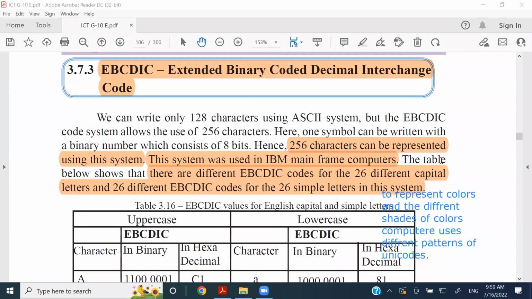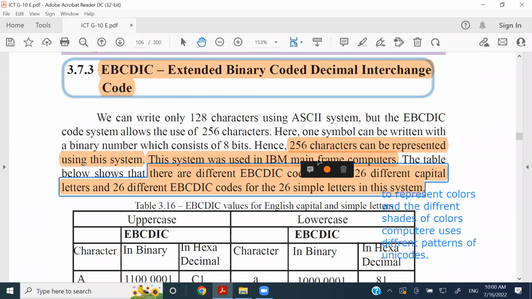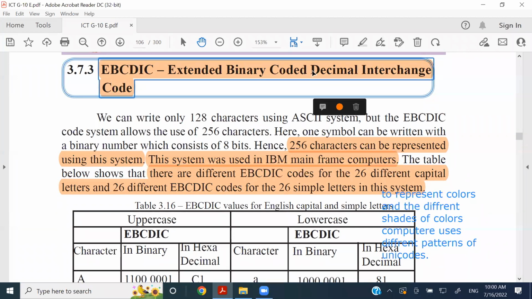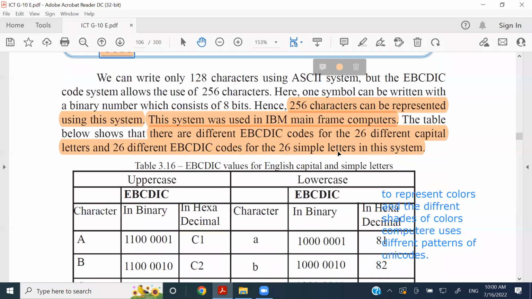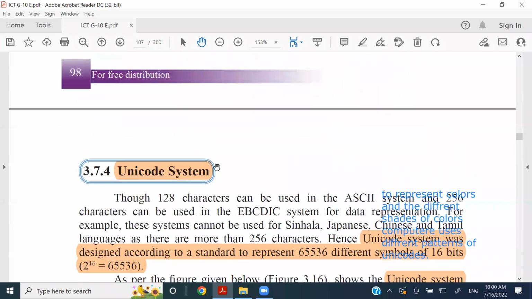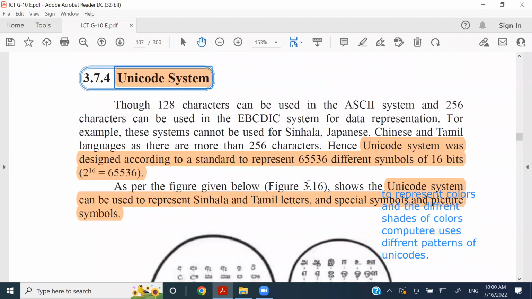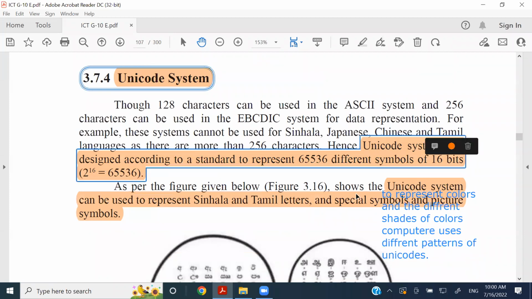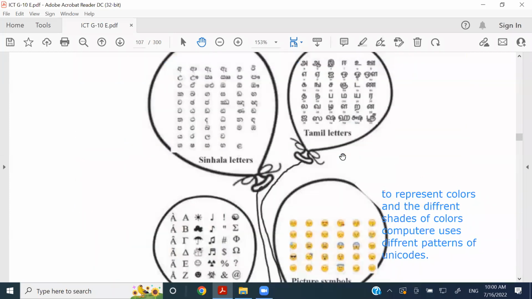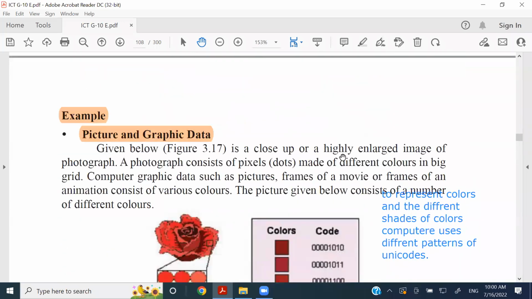So we started with the EBCDIC note, and we wrote the highlighted part in the book, all the highlighted part after the heading. With the heading, we mentioned it is an 8-bit representation. Then we came to the Unicode system, which we wrote as a 16-bit representation. Under that, we wrote these two lines. And after that, we went to write the examples.